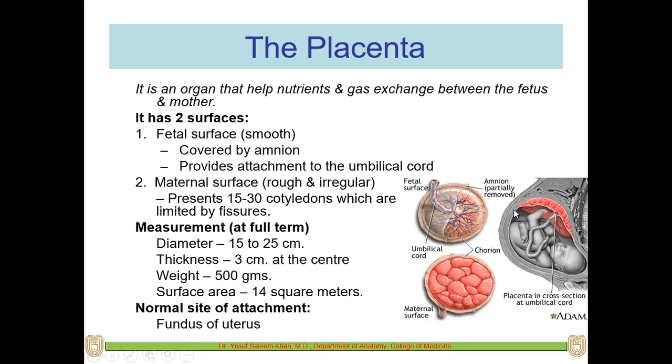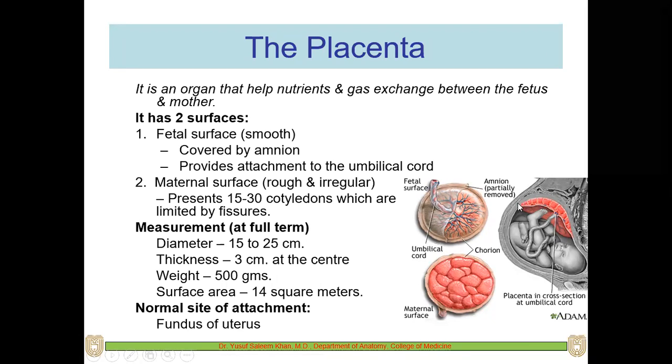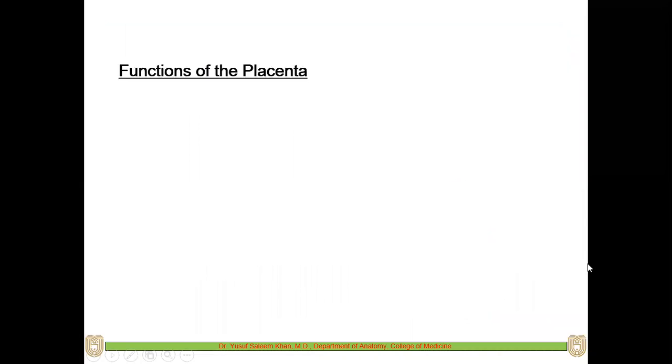Near the fundus is the top part above the opening of the fallopian tubes. So usually it will be near the fundus and in the posterior wall. But I had also told you, as there are multiple pregnancies, the attachment of the placenta will come down and it will have complications. We'll talk about that later.